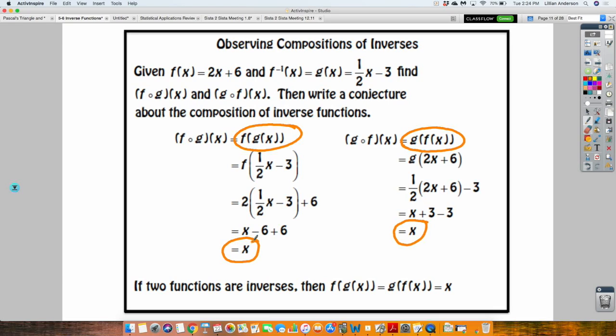So in problems like this, you're going to be given two functions, and you're going to be asked to determine if they are inverses of each other. You need to do the composite, f of g of x and g of f of x. If after you've simplified, they both equal x and only x, one positive x, then they're inverses of each other, inverse functions.